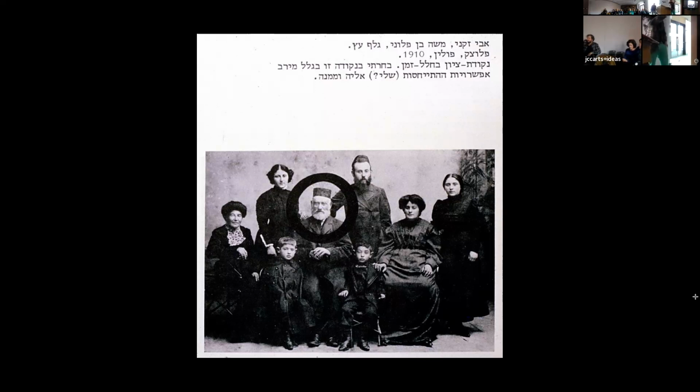Now read what's written up there. It says, I translate, my great-grandfather, Moshe, son of someone, Plotsk, Poland, 1910, a point in space and time. I chose that point due to my maximum possible approaches to it and from it. This is a direct translation.